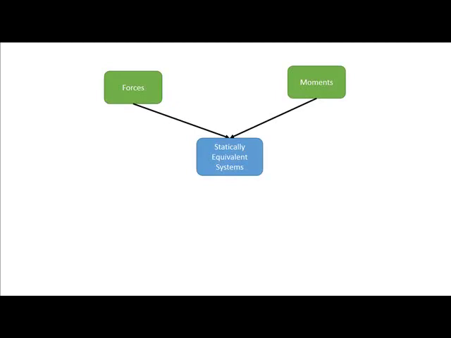Hello, in this chapter we're going to focus on statically equivalent systems. A statically equivalent system is a system where the forces and the moments are going to cause the same effects. So if two different sets of forces and moments would cause the same reaction forces, or they would cause the same both linear and angular accelerations, those two sets of forces are known as statically equivalent systems. And they're basically interchangeable for statics problems.